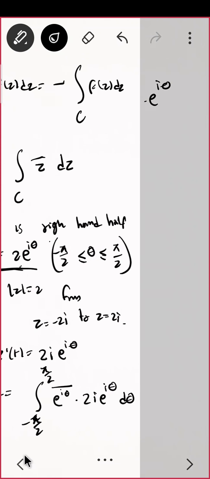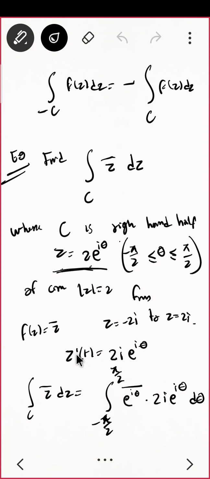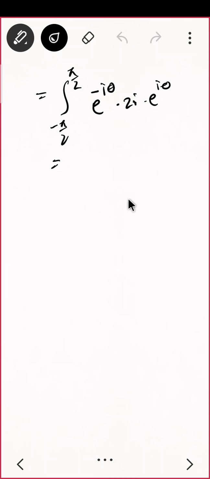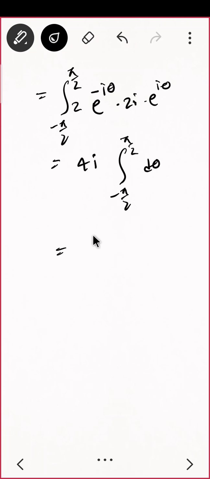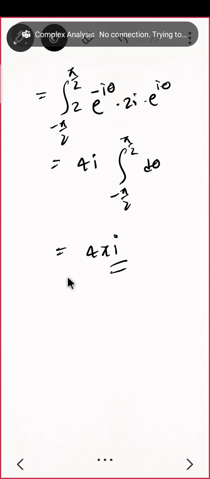Wait, I'm missing something actually. See, z bar will be 2 times, no? Since z is 2 e raised to i theta, z bar will be 2 times. So it will be 2 into 2, 4. So it will be 2 into 2 again here, so it will be 4. Taking i common, the exponent is 0. This is the integral from minus pi by 2 to pi by 2 of d theta. That is the answer, 4 pi i, since pi by 2 and pi by 2 get added. So this is your final answer.